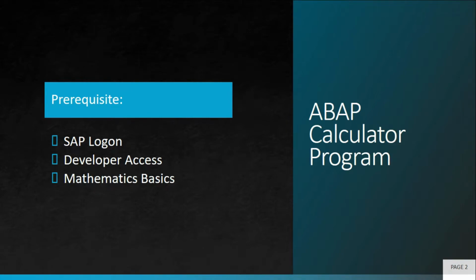So if you're watching this video, it means you have just started learning ABAP. You're a fresher. And it's very important that you understand the prerequisite of this project. So you need to have a SAP logon, you need to have a developer access, and you need to have a basic understanding of mathematics. So how exactly a calculator works, you know, addition, subtraction, multiplication, division. These basics you need to understand.